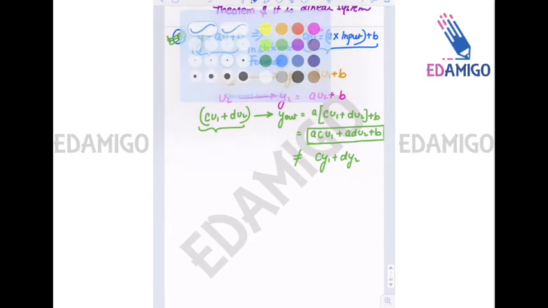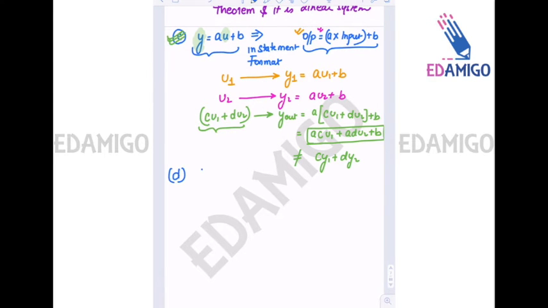Now let's check the D option, y equal to A u. This can be written as output is equal to A times input. It's very simple to solve. For u1 the output will be y1, that is A u1.